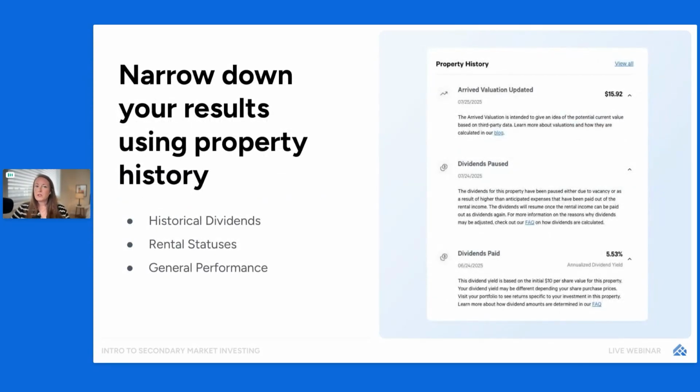So then once you have a good list ready to go using filters and sorting, you'll probably need to do a little bit of manual understanding of the general story of each property. The best place for you to do this is in the property history section, where you can find information on historical dividends, rental statuses, and performance for the entire life of a property thus far. Only you can decide ultimately what you're looking for, but this is a really great place to start.